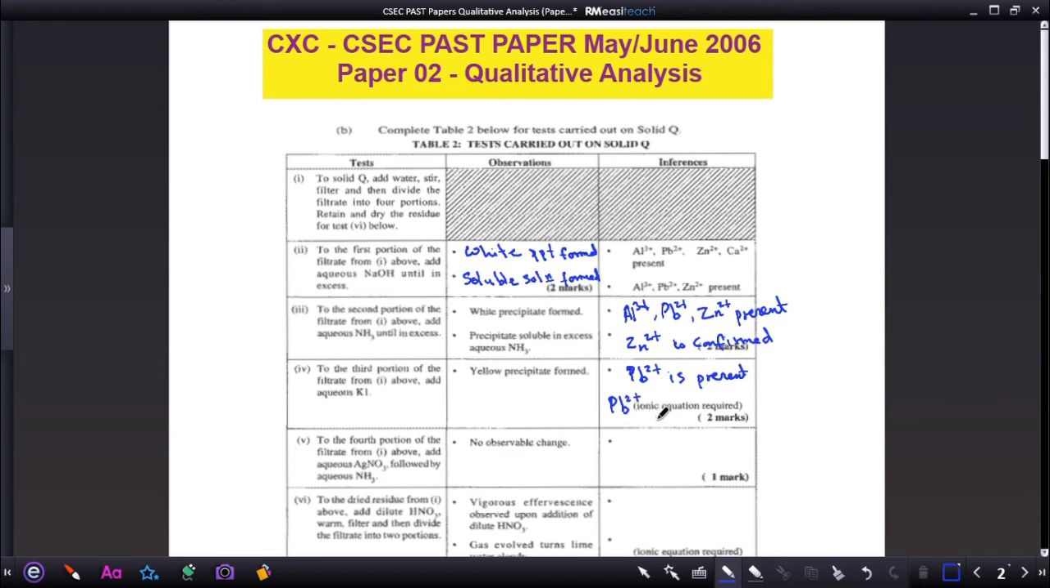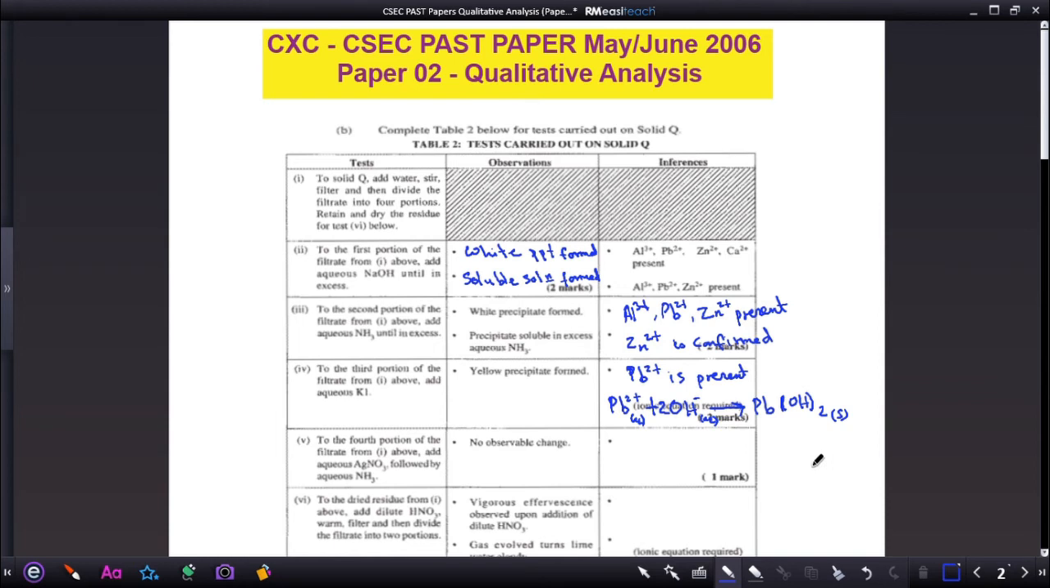Pb2+ plus the hydroxide ion OH minus would give lead hydroxide, and that is a solid because a precipitate would form from that. Again, balancing the equation, put a 2 beside the OH there. Don't forget the state symbols. So it would be aqueous right here, and of course the solid over there.